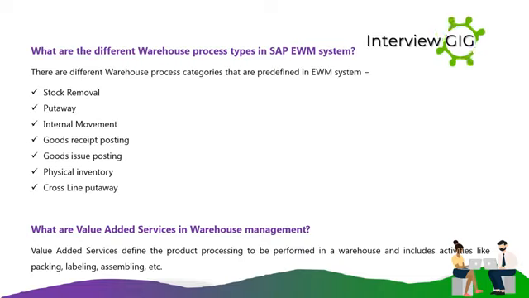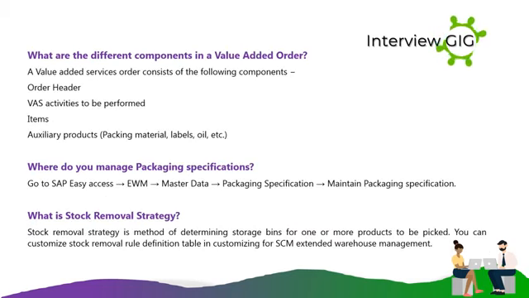What are value-added services in warehouse management? Value-added services define the product processing to be performed in a warehouse and include activities like packing, labeling, assembling, etc. What are the different components in a value-added order? A value-added services order consists of the following components: order header, VAS activities to be performed, items, auxiliary products, packing material, labels, oil, etc.